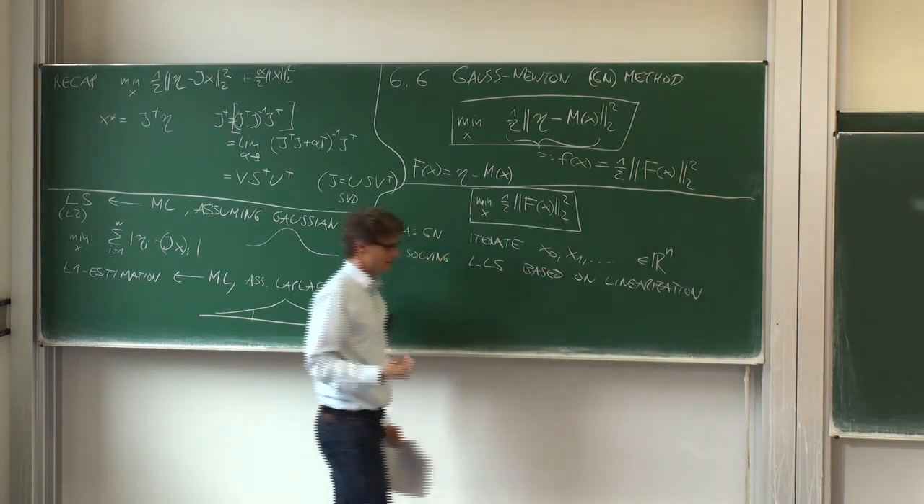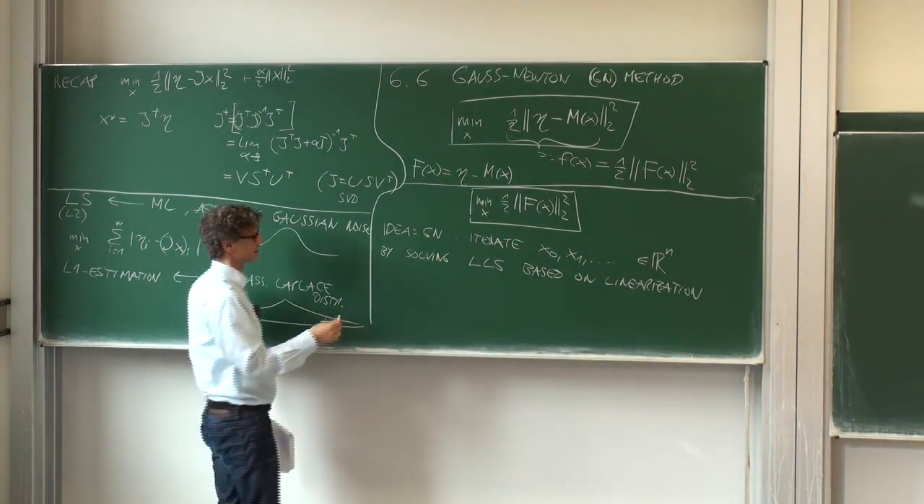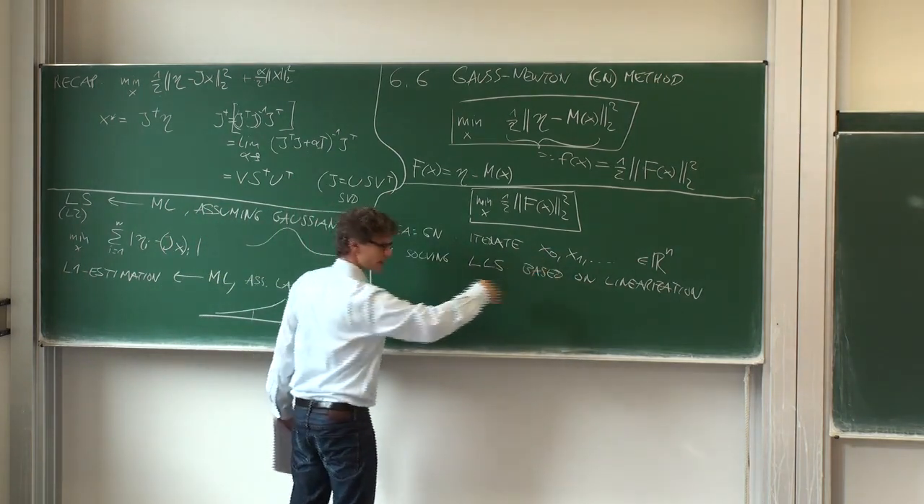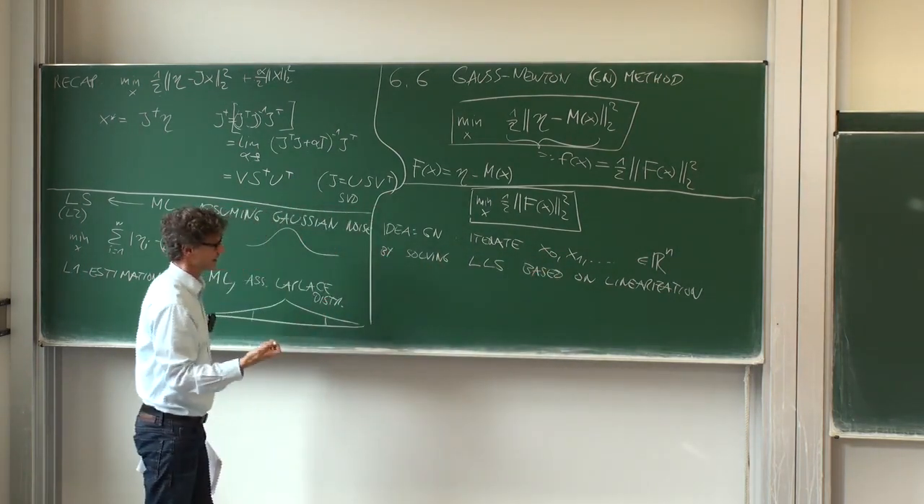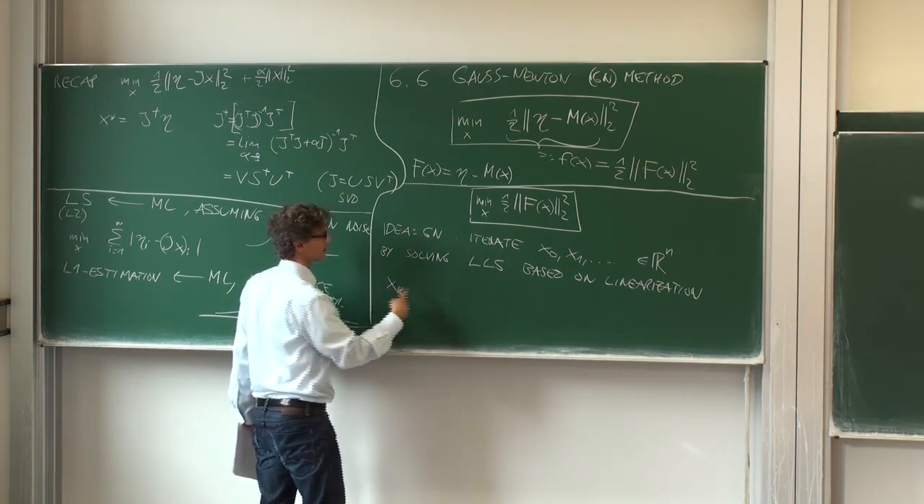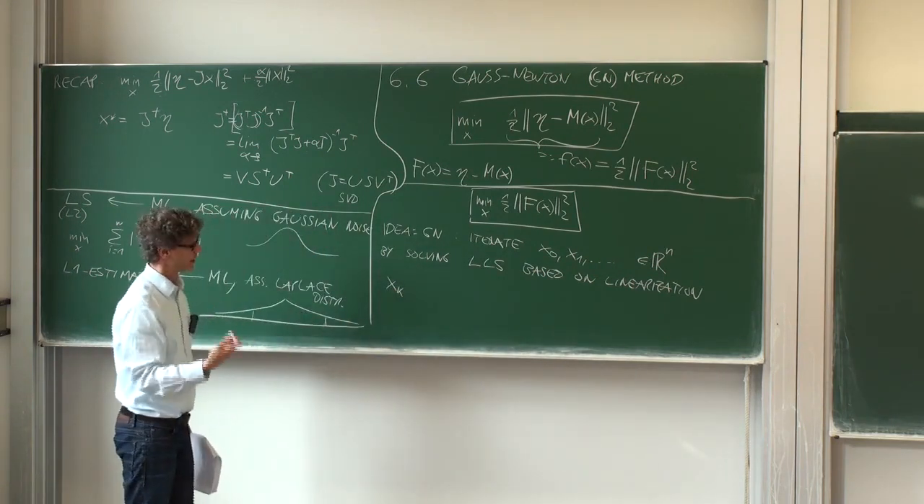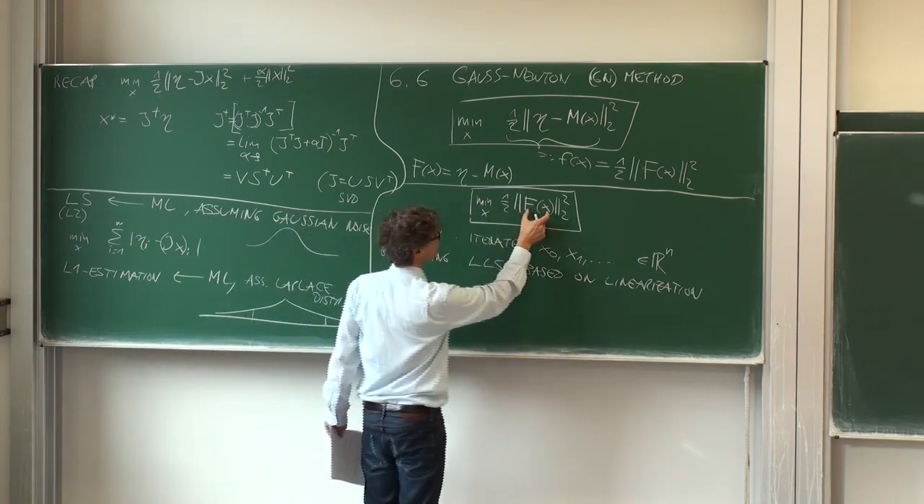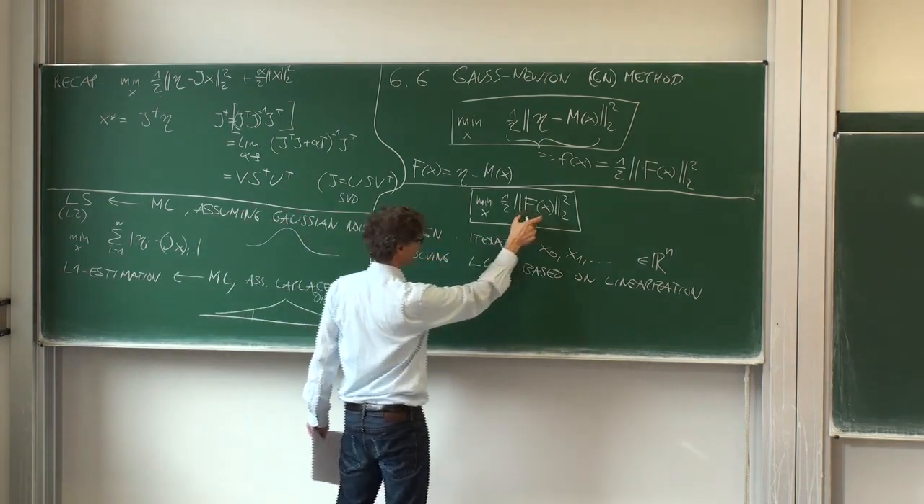So what the Gauss-Newton method does is choose some initial point, which I now call xk. So you take a point xk, then you compute the linear expansion of your objective residuals at the point xk.